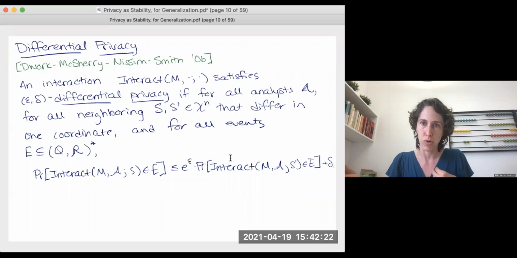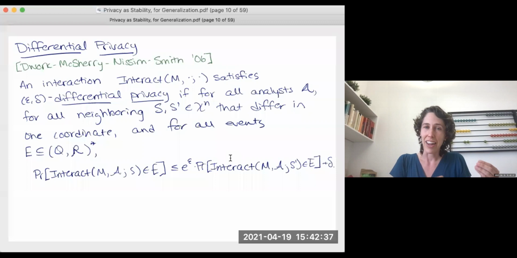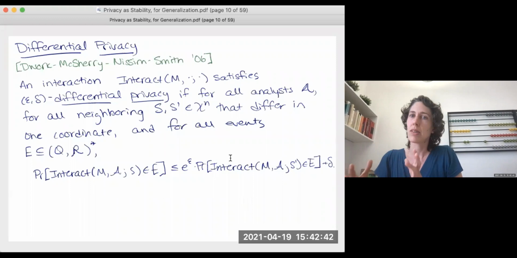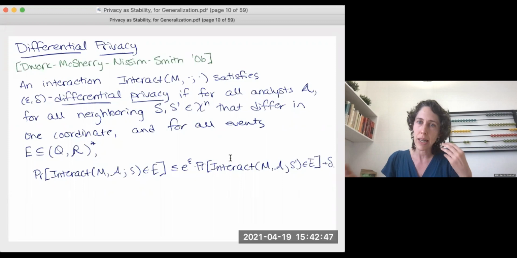And what the epsilon is doing for us is it's this multiplicative factor. We have this e to the epsilon with the epsilon parameter, and we have an additive delta. So intuitively, what's going on here is when we make a small change in the data set, probabilities of outcomes are constrained to not change terribly much. Qualitatively, the epsilon and the delta do somewhat different things.